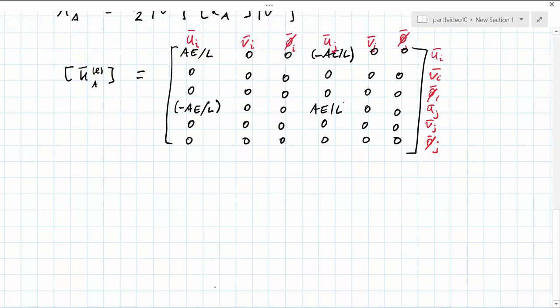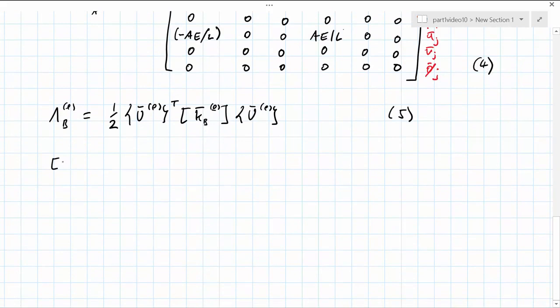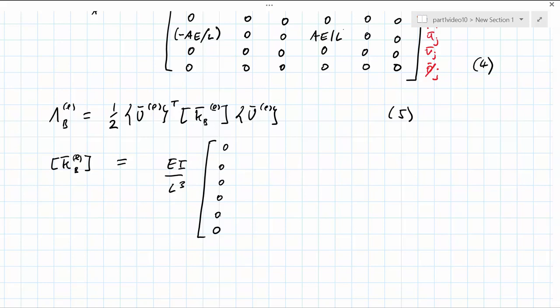To evaluate this, we consider the elastic strain energy for bending, which is given by lambda EB, which is equal to half times U bar E transpose times the local element bending stiffness times U bar E. In this, the element stiffness matrix for bending is given by EI over L cubed multiplied by the following matrix, which is simply the bending element stiffness matrix as we have previously derived.